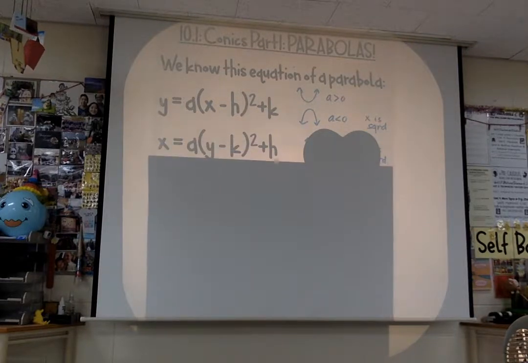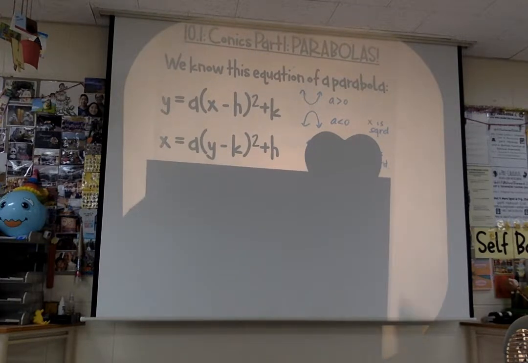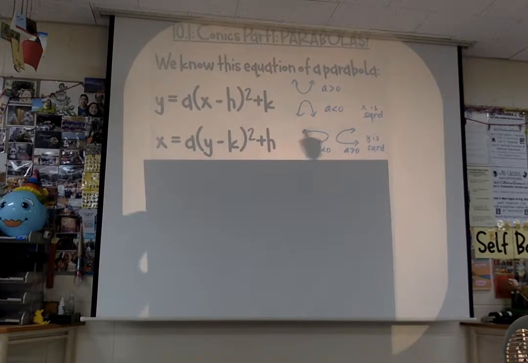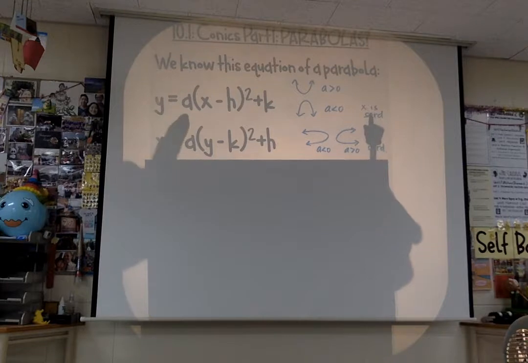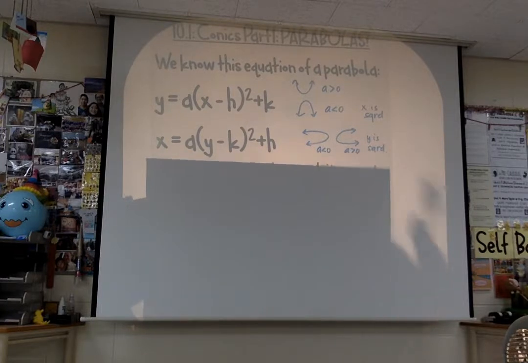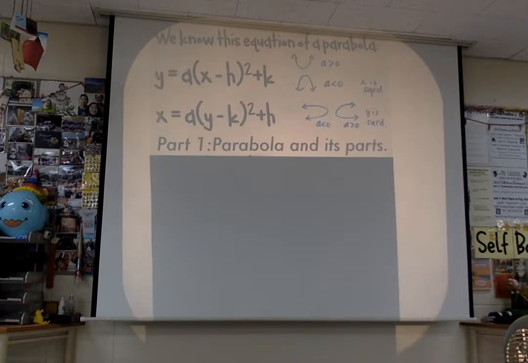So look at this equation of this parabola. What's so strange about this? What's the difference? Think about that. I'm just going to tell you that this right here is going to form a parabola that goes left and right. And what you should notice is that y is squared here, and our typical one is x squared. And a is less than 0 if it's going to the left, a is greater than 0 if it's going to the right. All right, so let's go to part 1, parabola and all of its parts.